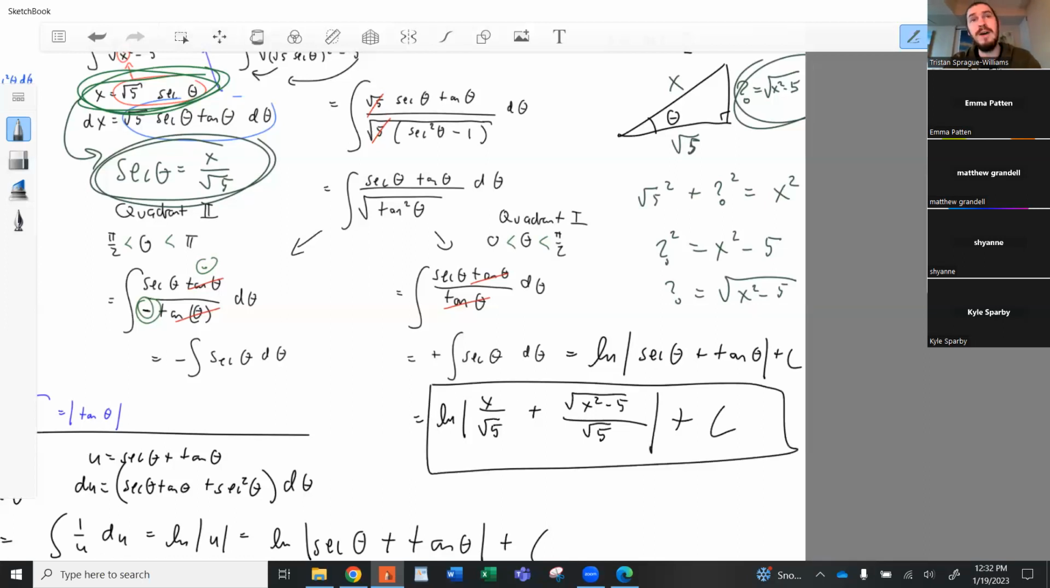So I only finished it out for one of the two cases. I didn't finish it for this case over here, but it's very similar. So let me back up here.